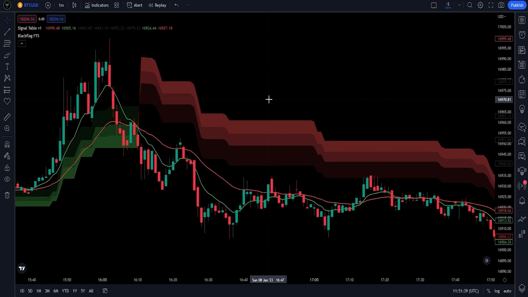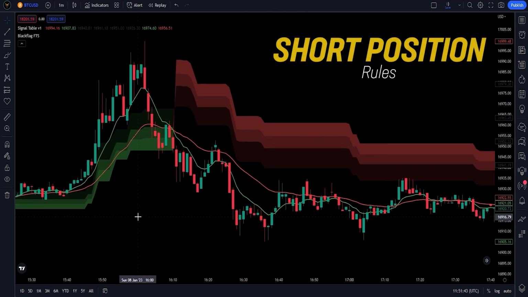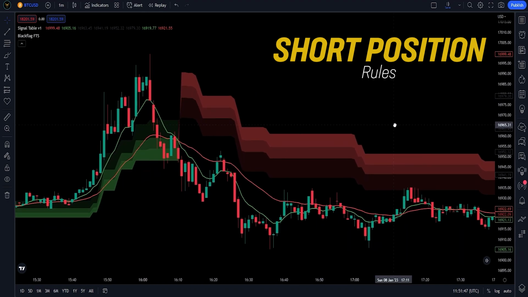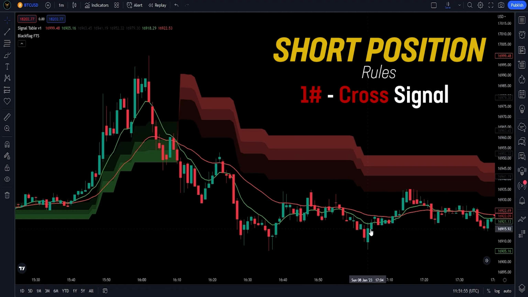If you are paying close attention to our long trades, you will be happy to know that for our short trades we will use identical rules, but reversed. So, what do I mean by this? Let me explain. Let's start with rule number 1, which is that we must wait for a cross signal. For our long position, we waited for the green EMA line to cross the red EMA line upwards, but in a short trade, we will wait for the exact opposite, so for the red EMA line to cross the green EMA line upwards.